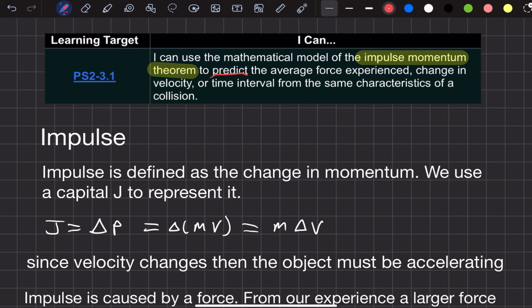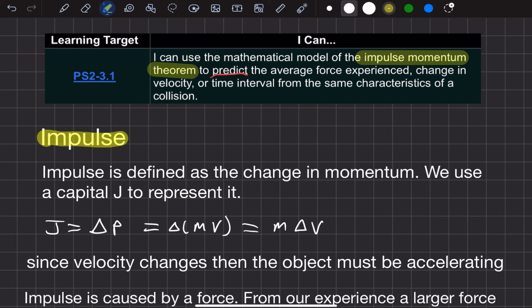The active verb of this learning objective is predict. So essentially, what we're going to be doing is taking the impulse momentum theorem equation and then rearranging it, plugging in values, and solving. We've done this with Newton's second law before. Rearrange, plug in, solve. Before we could talk about the impulse momentum theorem, we need to talk about what impulse is.